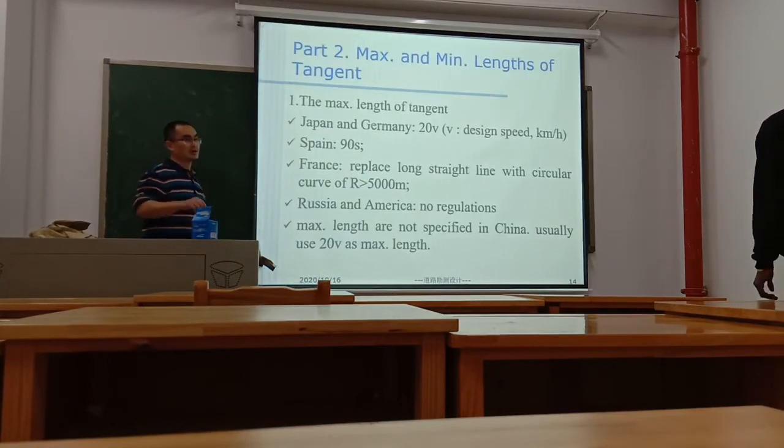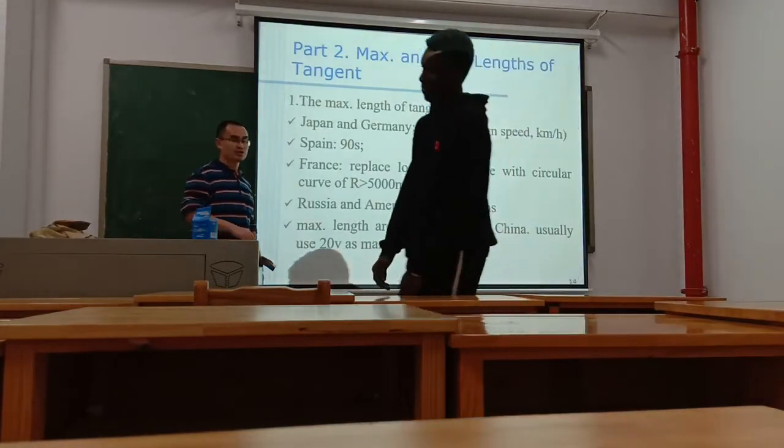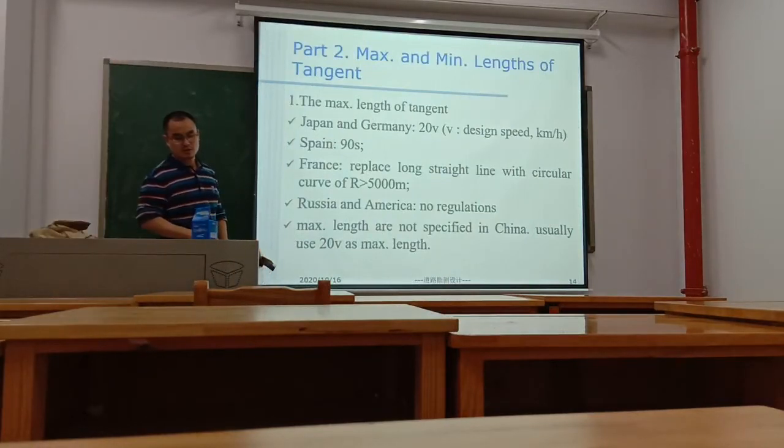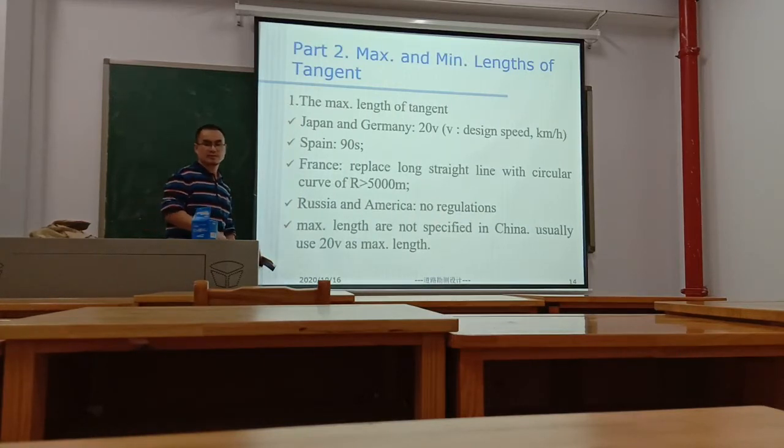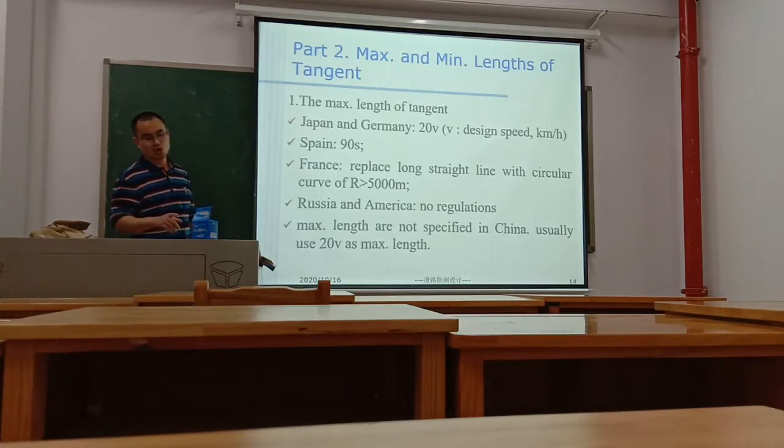The maximum and the minimum lengths of tangent. The maximum length in Japan and Germany is 20 times of V. V is the design speed of the road. The unit is kilometers per hour.